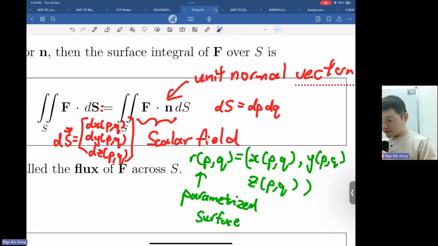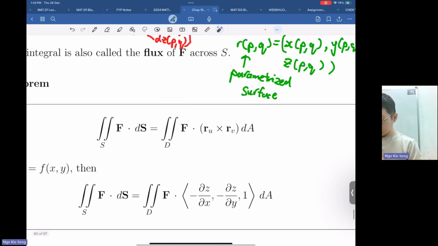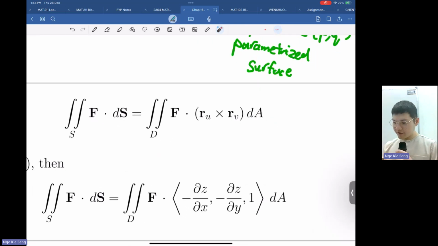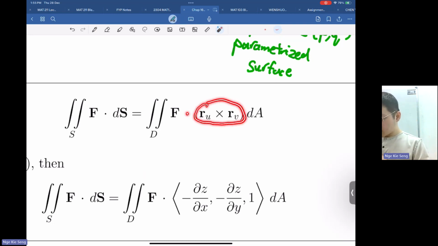So what's the next step here? The theorem is like this. Instead of dot with the unit tangent vector, you just need to dot with r_u cross r_v, to go back to dA.